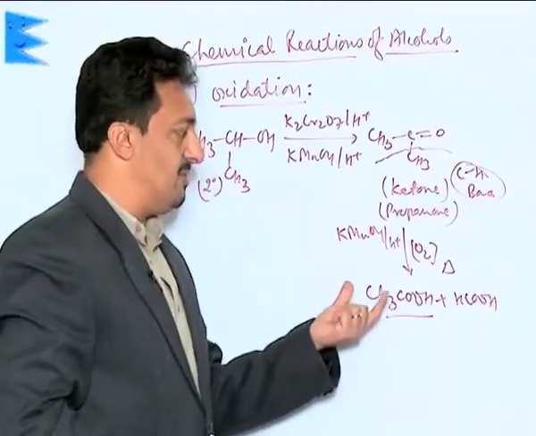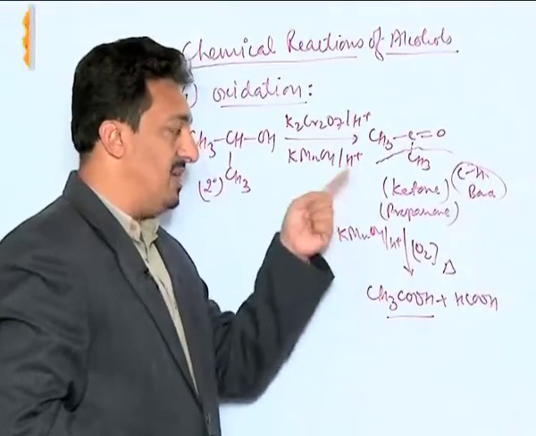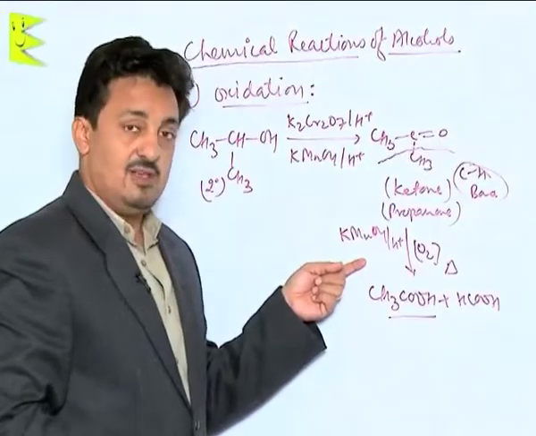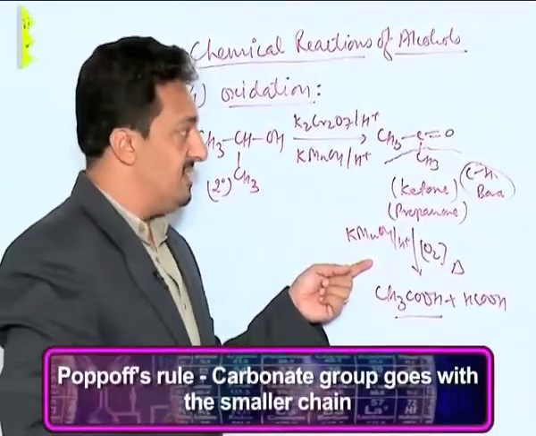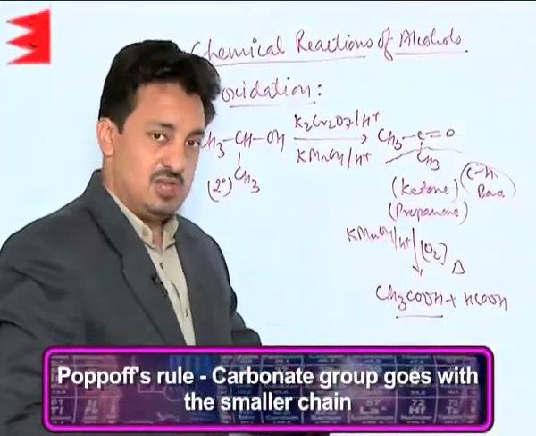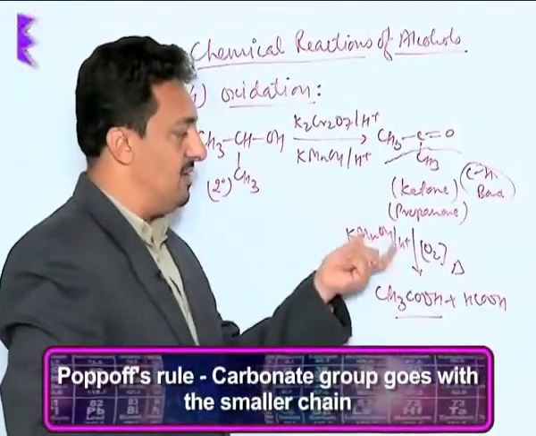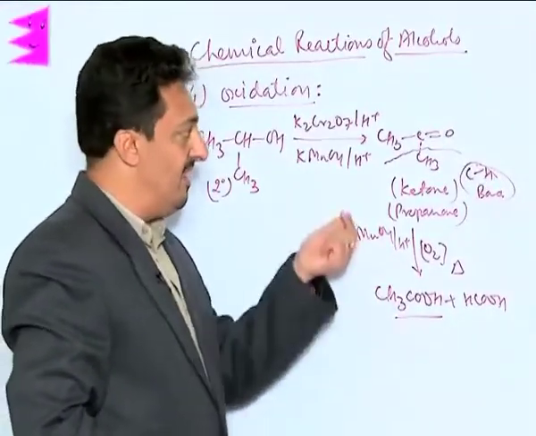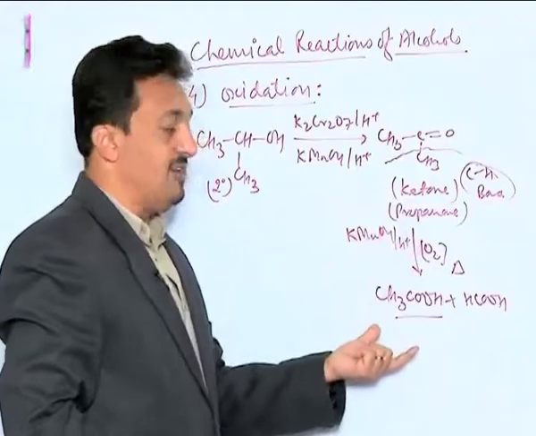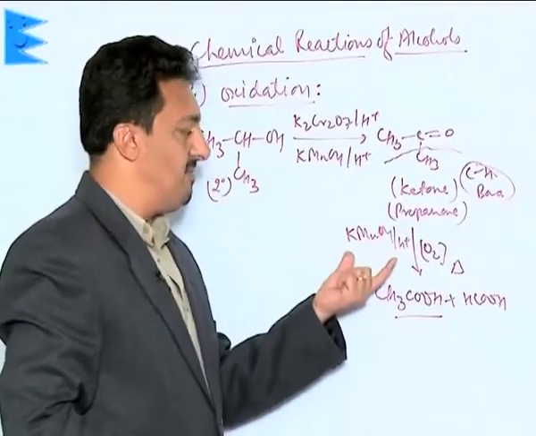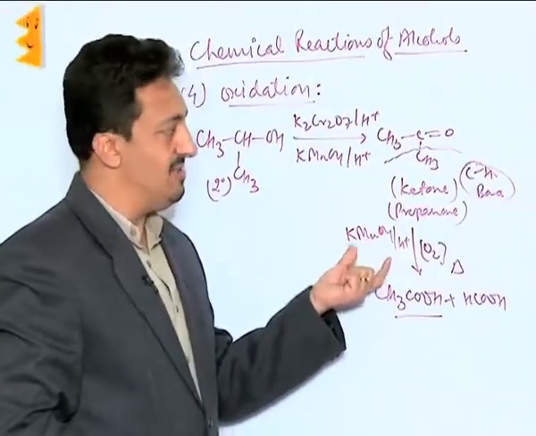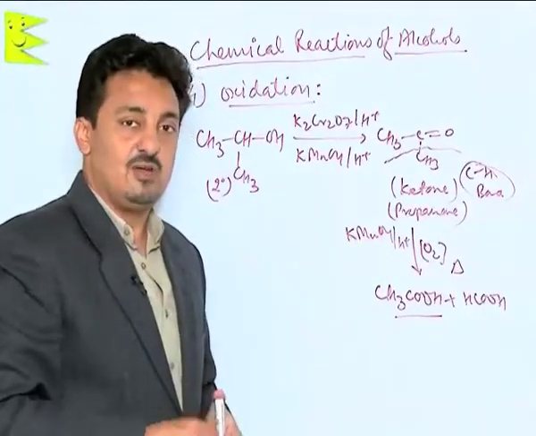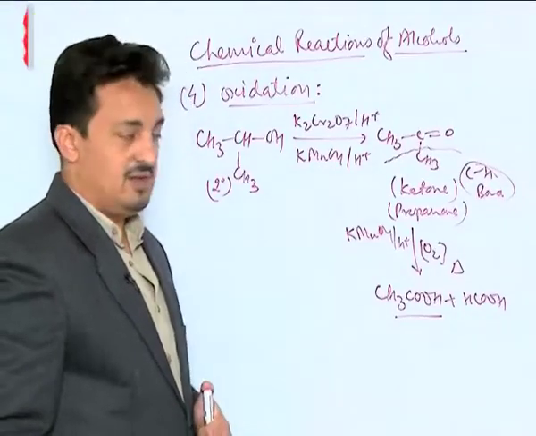That's the most beautiful thing about this, but you need to know that this breaking of the CC bond, or the oxidation of ketones, if the ketone is unsymmetrical, follows Popoff's rule, which says that the carbonyl group goes with the smaller chain. But that you will learn later on in the cases of the aldehydes and ketones. What you need to understand now is that yes, further oxidation of ketones to acid is possible, but that only happens when we take KMnO4 in acidic medium and heat it, then only the CC bond breaks. Otherwise, the further oxidation of the ketones to acid is not actually possible in normal conditions.